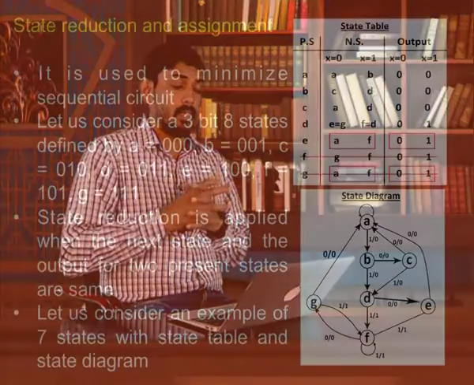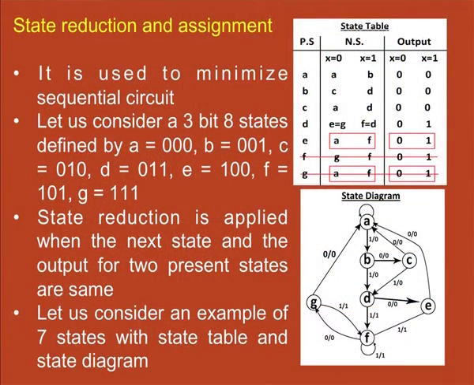Now, let us discuss state reduction and the assignment of states. This is a process to minimize the sequential circuit. Let us consider a 3-bit input which can be represented by 8 states, and they can be defined as 000, denoted as A, 001 denoted as B, 010 denoted as C, 011 denoted as D, 100 denoted as E, 101 denoted as F, and 111 denoted as G.